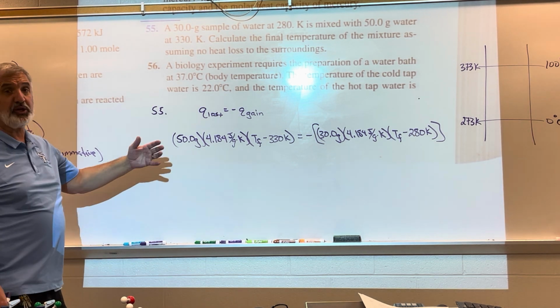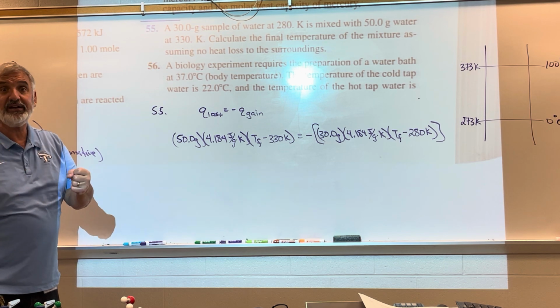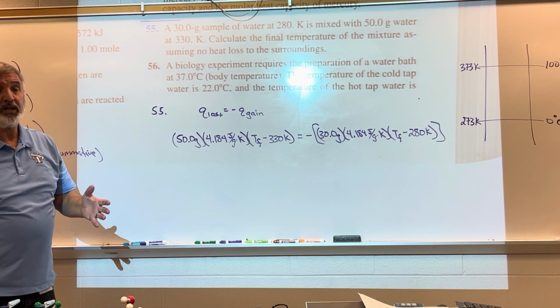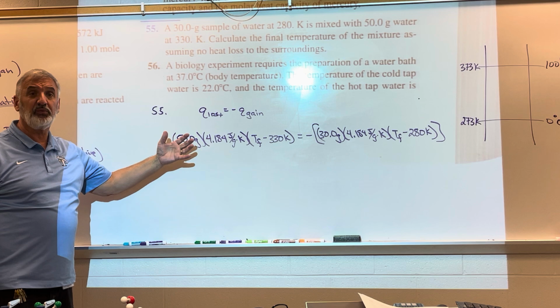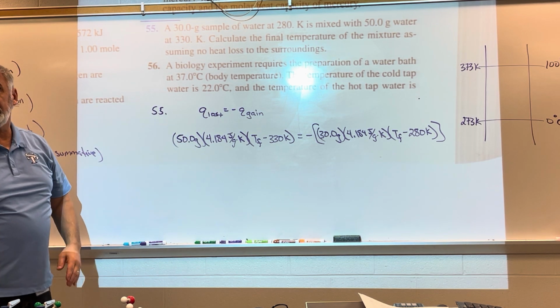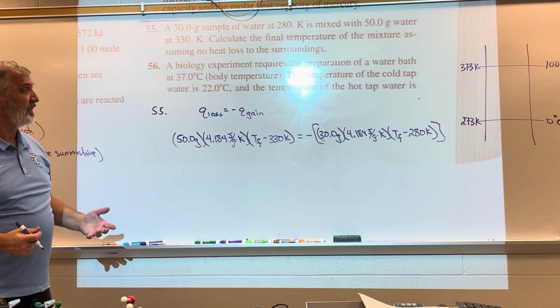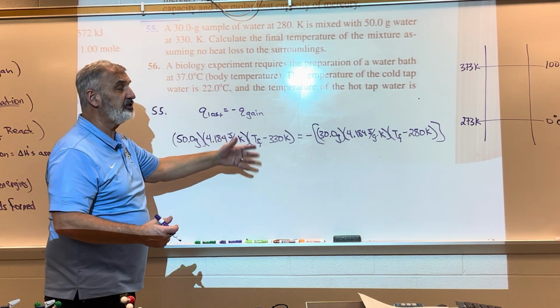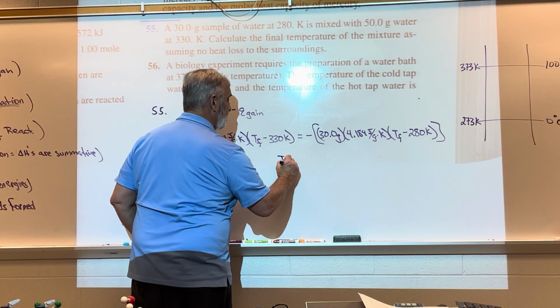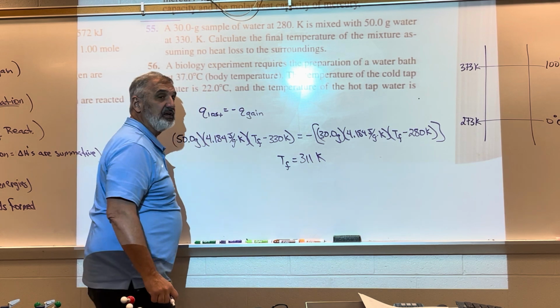So if this were a multiple choice type question, you could pick and choose your answers without even having to do some of the math, knowing that it's got to be somewhere more than the midpoint. So you can eliminate answers below that just out of common sense. All right, so I'm assuming you can all do the algebra. You get T final equal to 311.25, but let's just say 311 K.